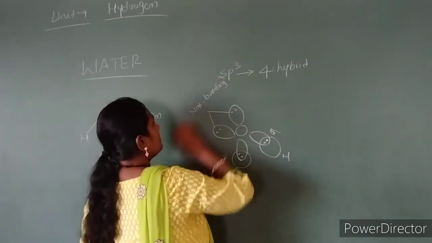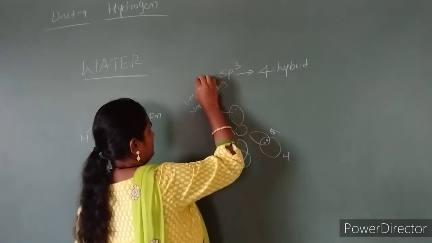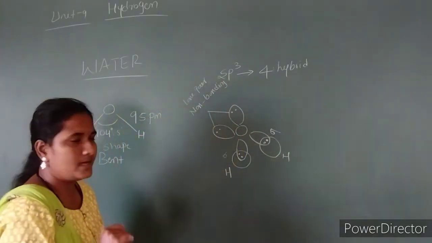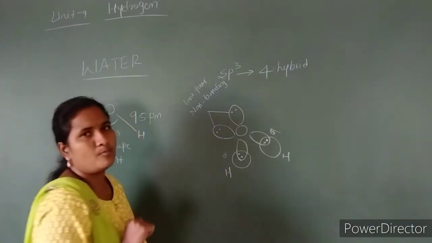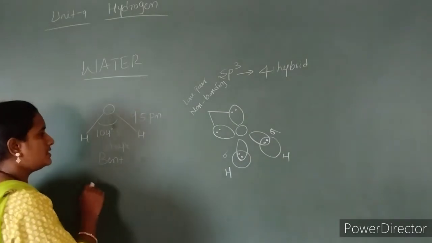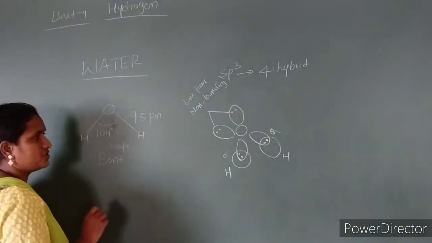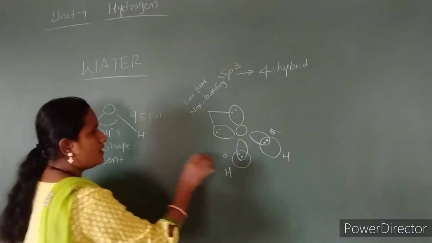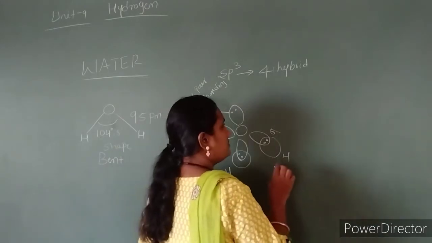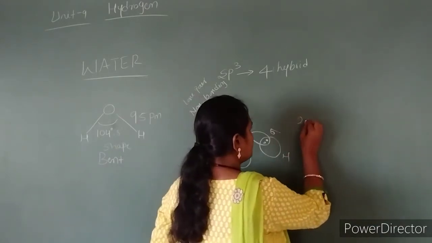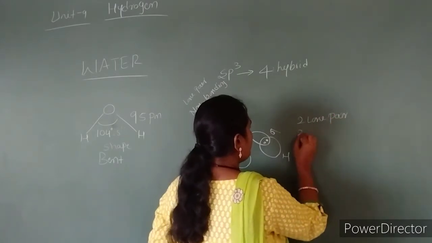This will behave as a non-bonding or a lone pair of electrons. So that's why the water molecule has two lone pairs of electrons and two bond pairs. If you consider the shape of the molecule with respect to the bond pairs, it has a bent shape. If we consider the total number of lone pairs as well as bond pairs, its geometry will become tetrahedral. The water molecule has two lone pairs and two bond pairs.